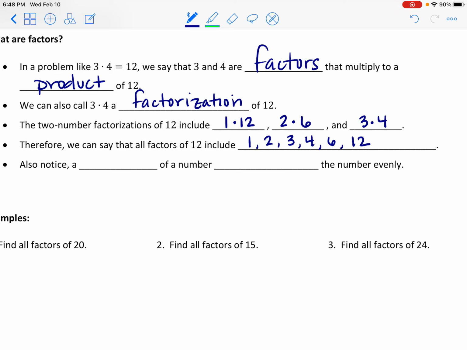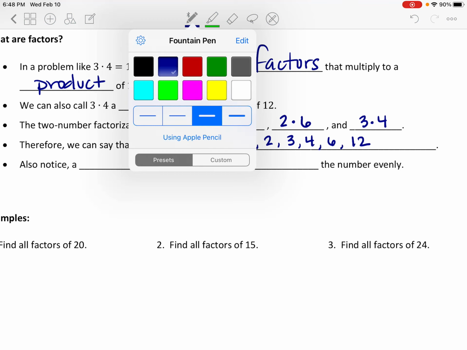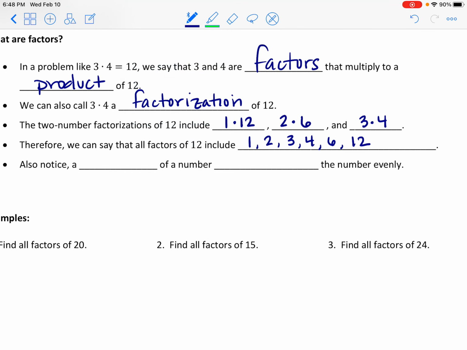So 12 divided by 1 is 12, 12 divided by 2 would be 6, 12 divided by 3 would be 4, 12 divided by 4 would be 3, 12 divided by 6 would be 2, and 12 divided by 12 is 1. So also notice that a factor of a number divides the number evenly. So we have a pair of factors to multiply to make a number, and we could call that a factorization, and factors also divide evenly into a number. Okay? So let's just practice finding some factors.